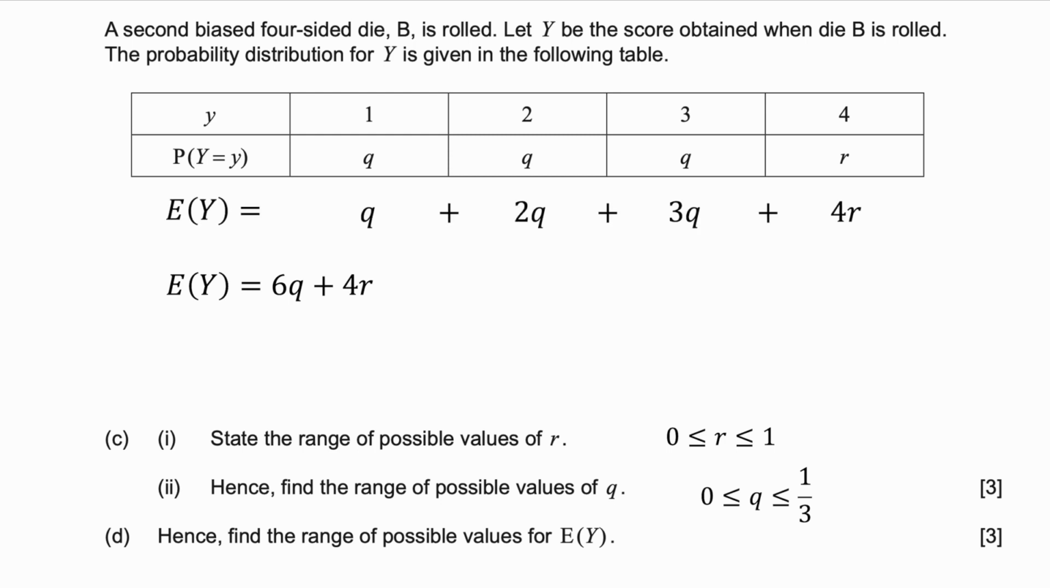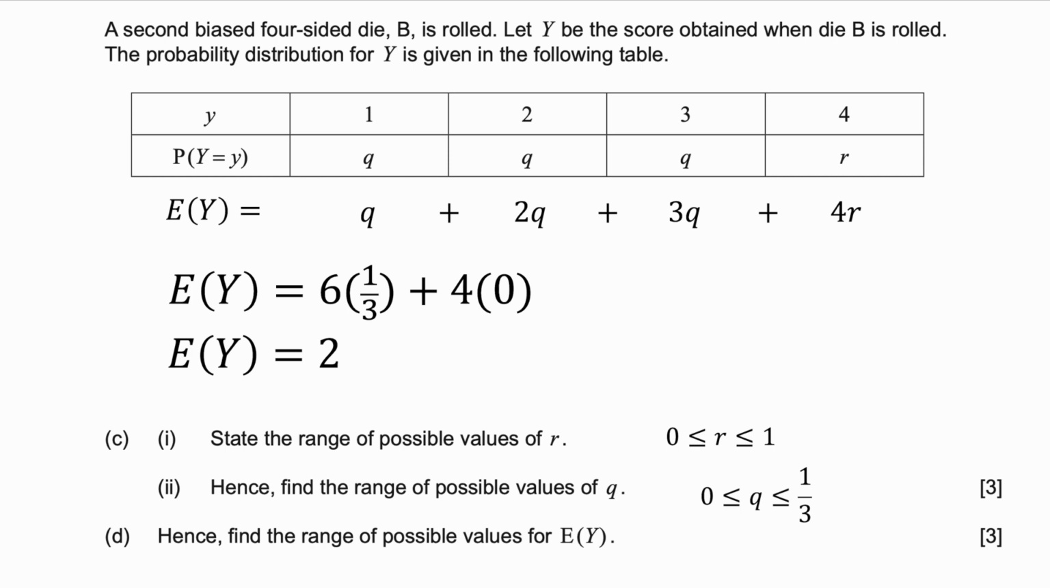And we can substitute in our values to figure things out here. So, E of Y is 6Q plus 4R. Now, we need to think about our combinations of R and Q here. So, we're going to start by substituting Q is a third. And we know that if Q is a third, R is 0, because that is the combination that I need to make 1. So 6 times a third is 2, plus 4 times 0 is 0. So that gives us E of Y is 2 there.